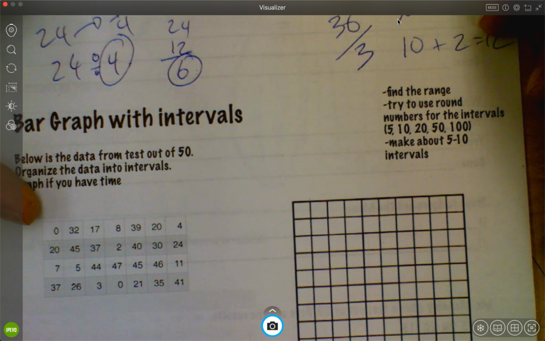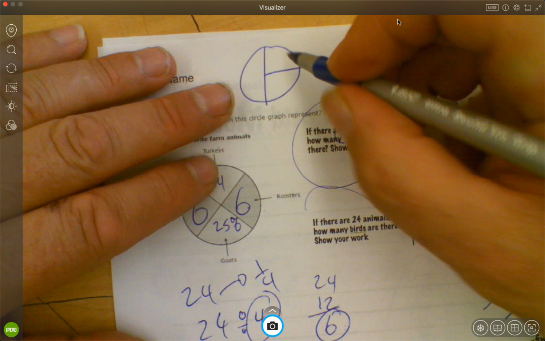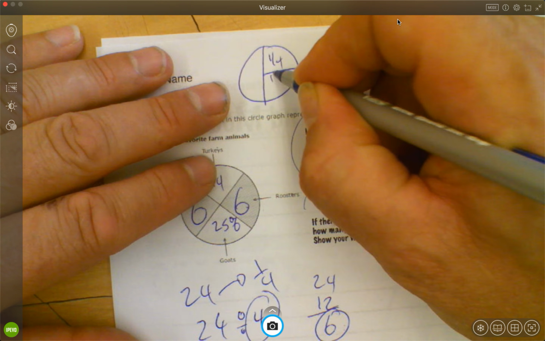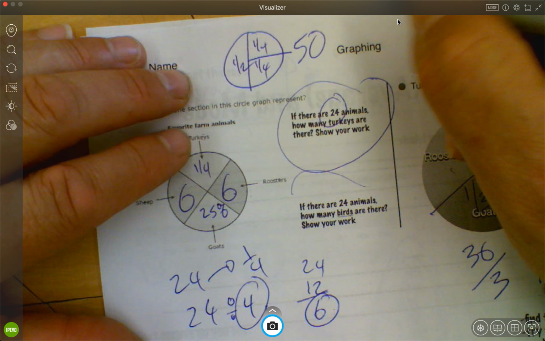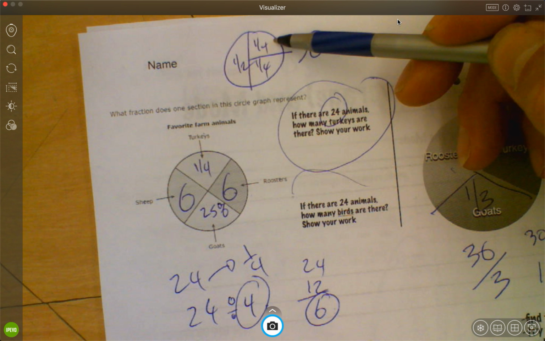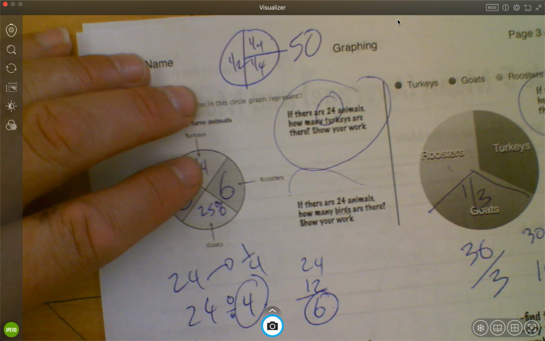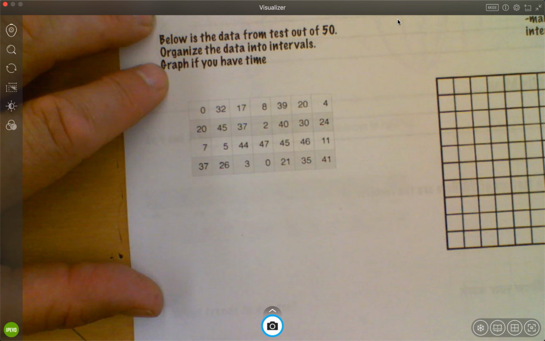You need to know the total, and then you need to know, is it 1/3 or is it 1/4? A lot of times you'll see something like this where you've got 1/4, and this is 1/2. If there were 50 animals, that would mean there'd be 25 here, and 12.5. That's a bad number to use. Anyways, don't worry about that one. Let's now go down to this example with intervals.